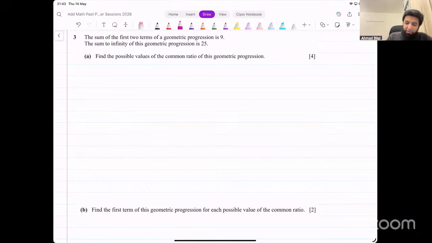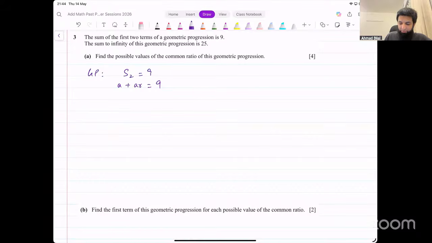Okay, the sum of the first two terms of a GP is 9. The sum to infinity of this GP is 25. Find the possible values of the common ratio of this geometric progression. Okay, how do we think about this? We have a geometric progression. We are given that the sum of the first two terms, we can say S2, that is equal to 9. One way to write this could also be A plus, what's the second term? The second term is A times R. A plus AR, that is equal to 9, right? That's what we're given. The first term is A, the second term, A times R.